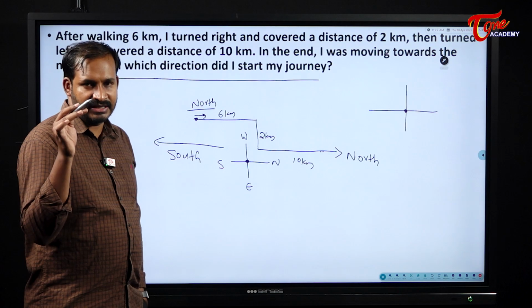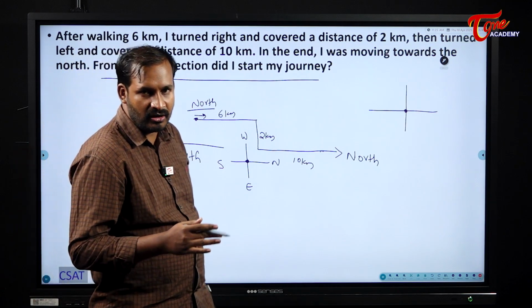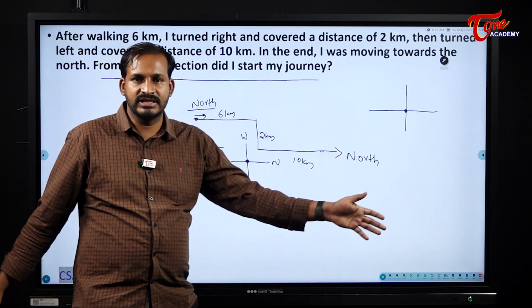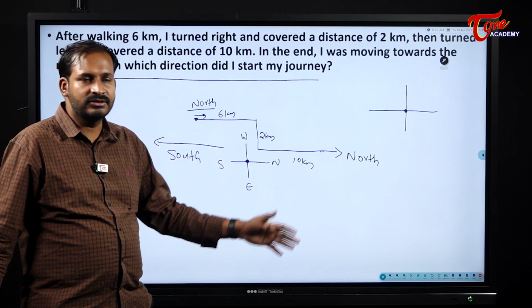Whenever you stand at a junction and face towards the north, your right hand will show us the eastward direction and your left hand will show us the westward direction. Understood? Nothing more than that.